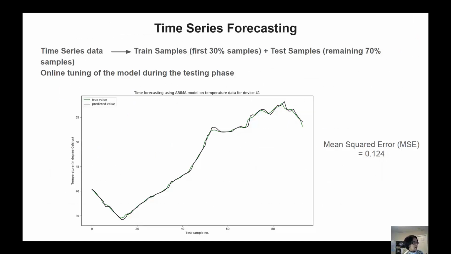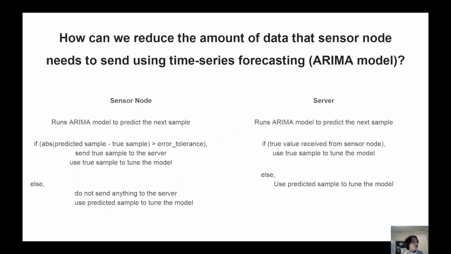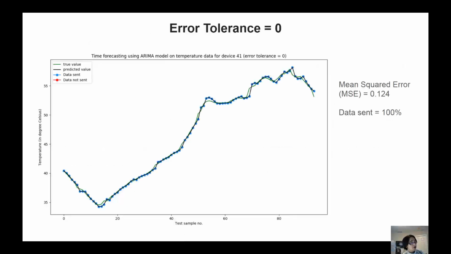We see that the mean squared error is 0.124 for our model. We train using the first 30% samples and test using 70%, and then we tune the model online during the testing phase. Our goal is to reduce the data transfer from the sensor node to the server, and we do this essentially using time series forecasting, and we change the error tolerance in order to decrease the data that is sent from the sensor node to the server.